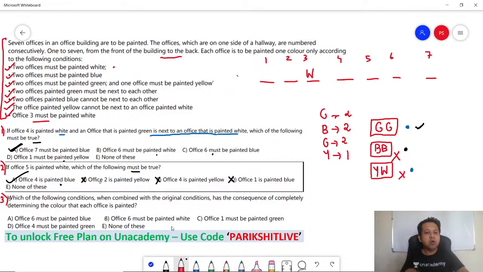The third question. Which of the following conditions, when combined with the original conditions, has the consequence of completely determining the color that each office is painted? So basically, they are asking you which of the given options, if you use, you can fill up the entire puzzle completely, getting only one answer. Getting only one answer, right? So let's look at it.